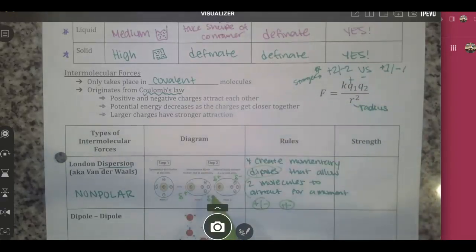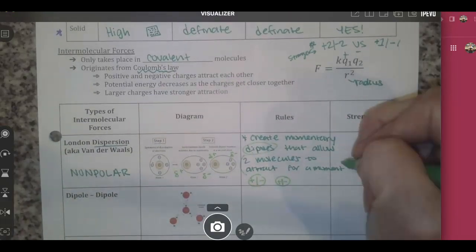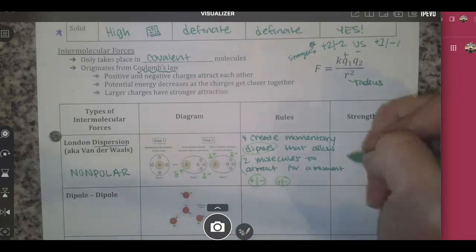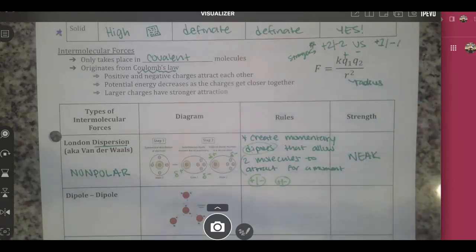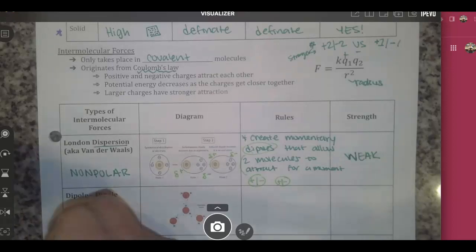And for a moment, you now have a positive negative attraction right here. So we've got this little attraction. But as soon as these electrons move, these are broken. These dipoles are no longer in those locations, and this attraction right here is going to break. So these are very quick, very short and sweet little attractions between non-polar molecules. And because they're very short and very instant, these are very weak attractions to one another.